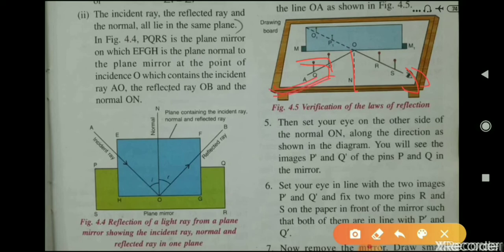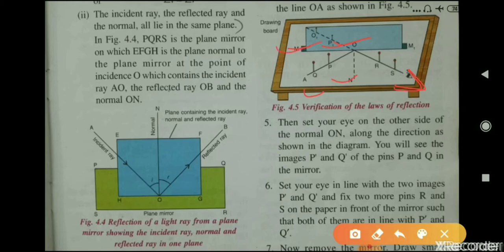pin in the mirror. Okay, you will see the images P dash and Q dash of the pins P and Q in the mirror. Means the images of these two pins will be seen in the mirror, and you have to see from the other side of the normal. So from here you have to see the images of P and Q in this mirror. That will be P1 and Q1.